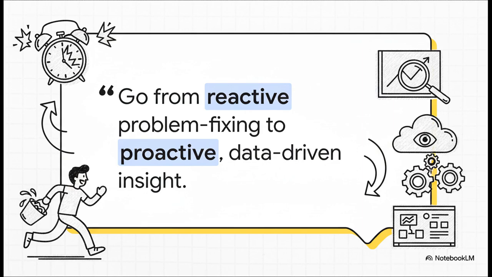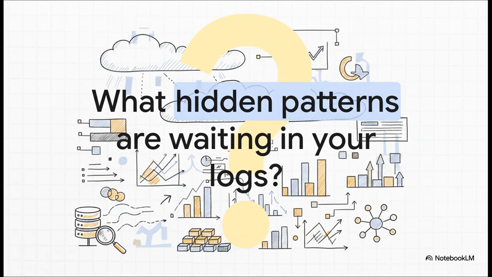And this really says it all. This is the big shift. You stop just reacting to problems and putting out fires. Instead, you start proactively seeing trends, you understand performance, and you make decisions based on actual data before a little hiccup turns into a major outage. So I'll leave you with this one question to think about. With this kind of power to query and visualize everything, what important patterns are just sitting there, hiding in your logs right now, waiting for you to find them?